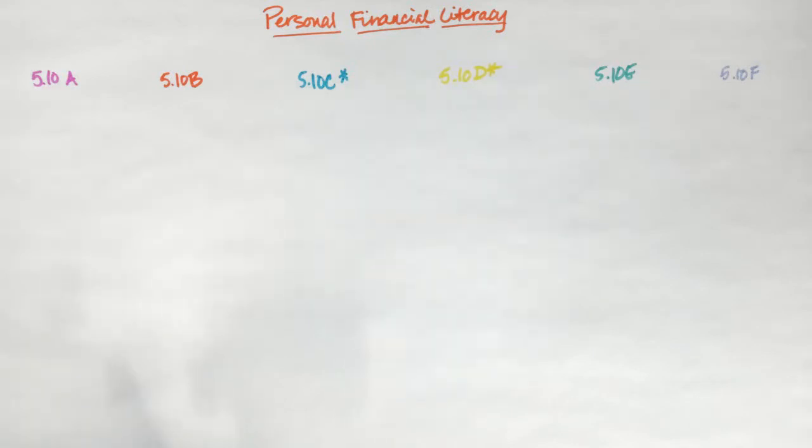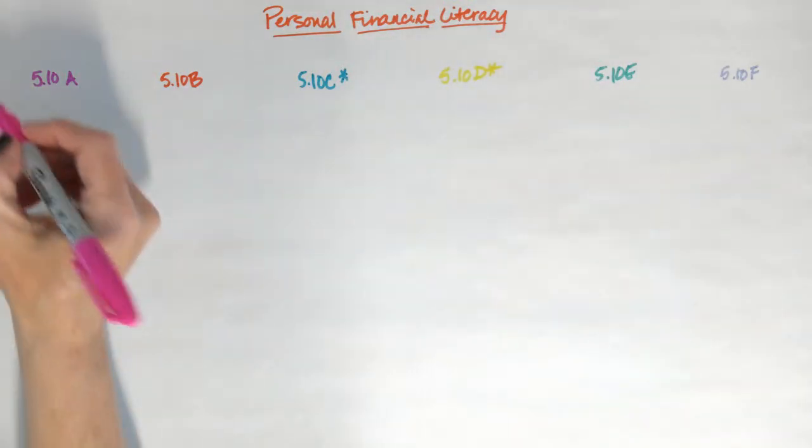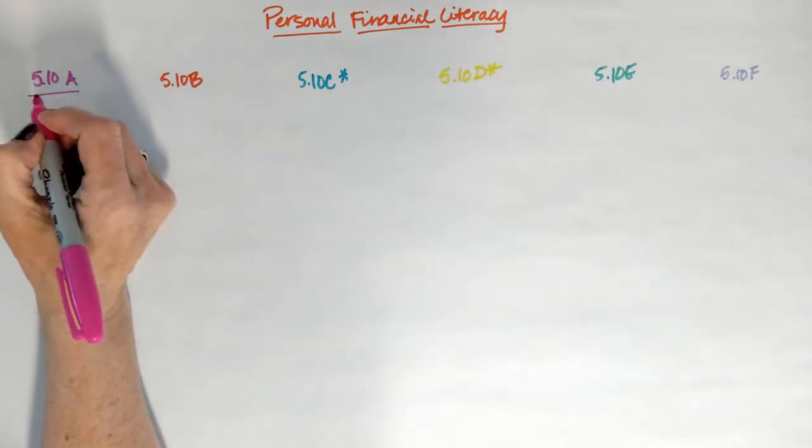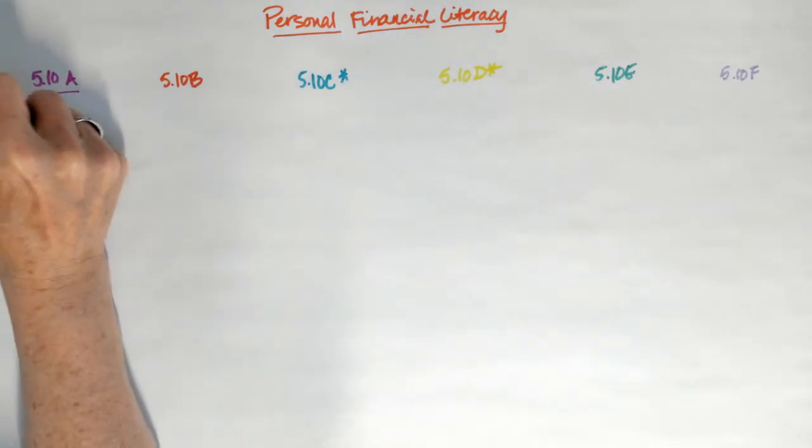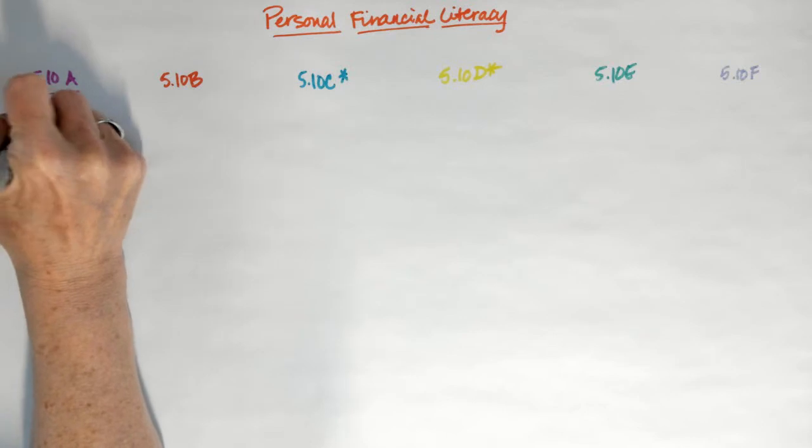So there are 3 that we have left to cover before STAR, and then 2 that we will cover after STAR because they're not part of the assessed curriculum. So let's start with 510A. This one is all about defining. Our student verb is define, and they have to define several things.